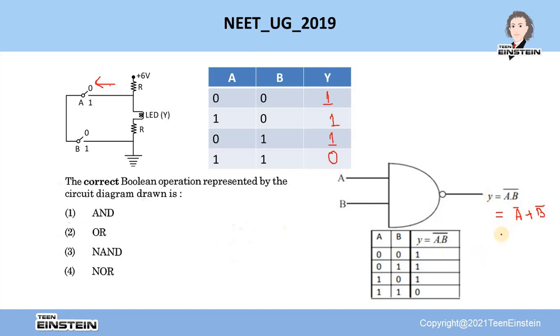So if you have both 1 and 1, that means 1 bar plus 1 bar, that will be 0 plus 0. So if you take any of 0 1 or 1 0, then your output, see, A bar, suppose for this one, A bar means 1 and 1 bar means 0, so you will get output 1. Therefore the third option will be the correct answer for this question. Thank you.